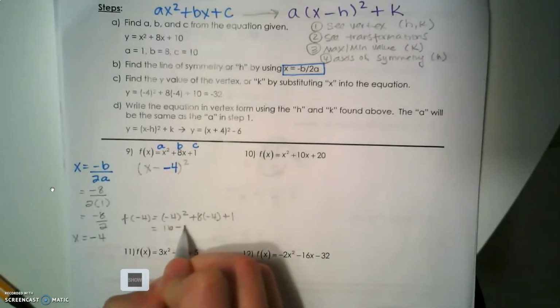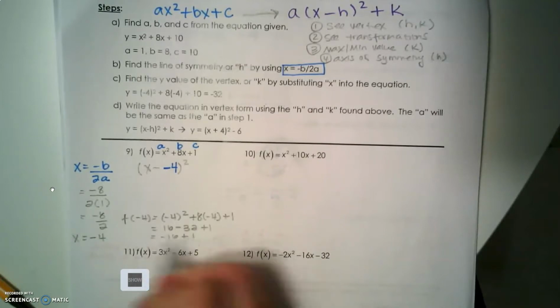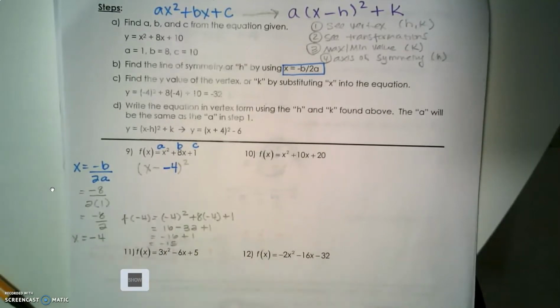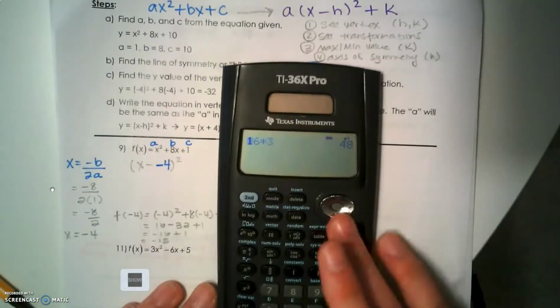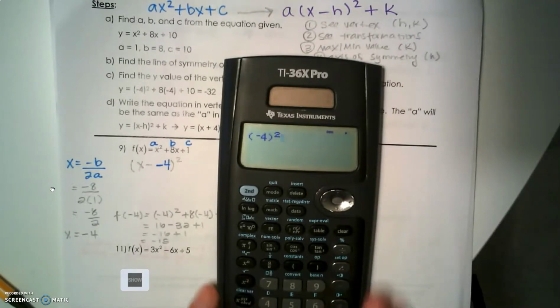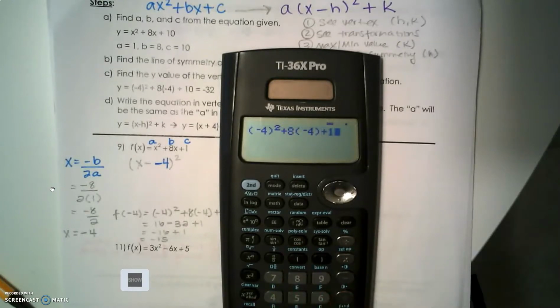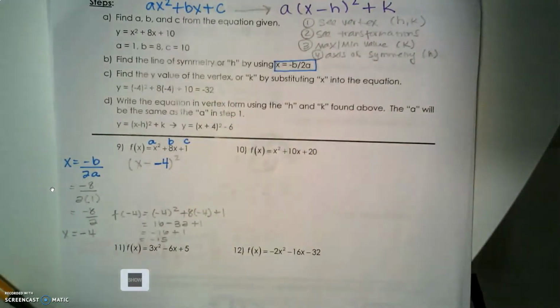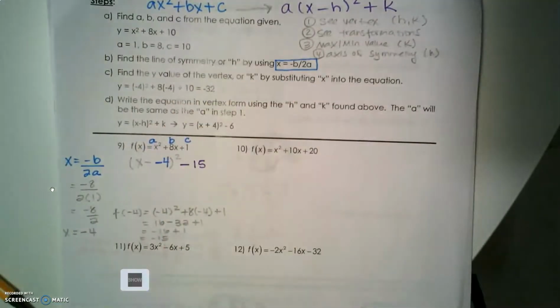So you can do it by hand like I'm doing now, or we can put it all in our calculator at one time. So if we put it in our calculator at one time, we would say negative 4 squared, make sure it's inside parentheses, plus 8 times a negative 4 plus 1. And I get a negative 15 back as well. So that's the k value of my vertex. That's what goes out back.